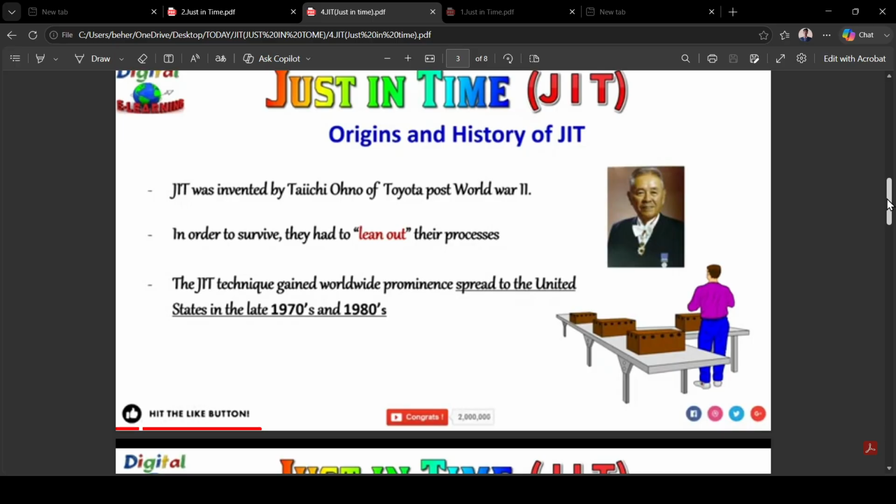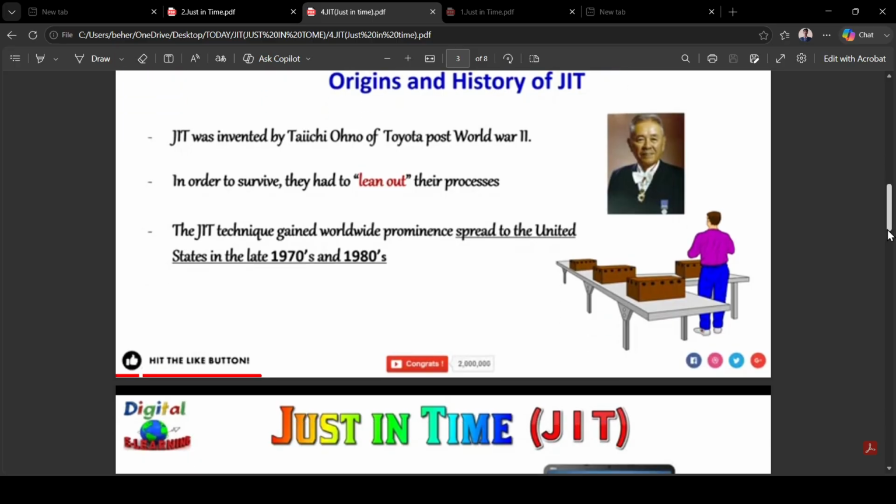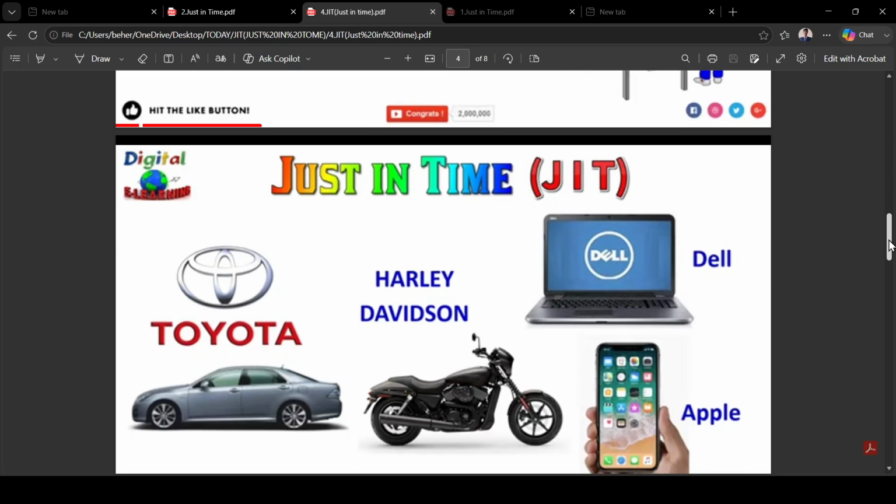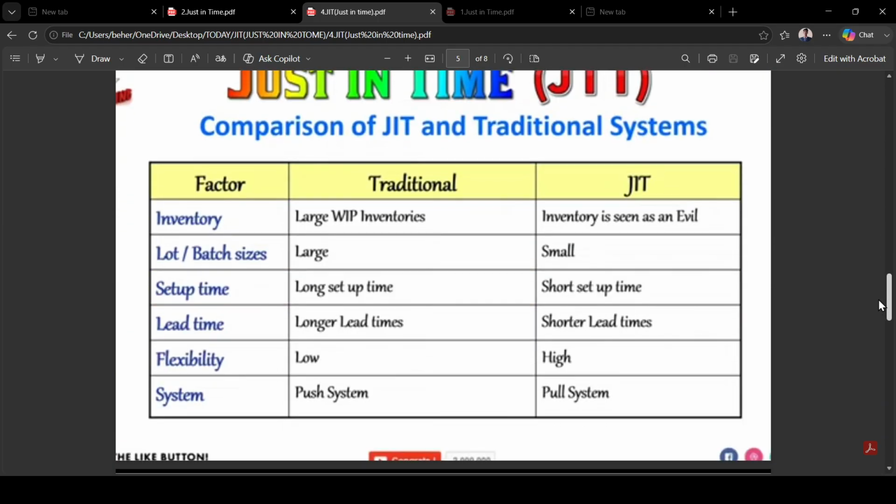So the origin or history of JIT. JIT was invented by Toyota after World War II. In order to survive, they had to lean out their processes. The JIT technique gained worldwide recognition and spread to the United States in the late 1970s and 1980s. After that, JIT has been used in so many companies like Toyota, Harley-Davidson, Dell, Apple.